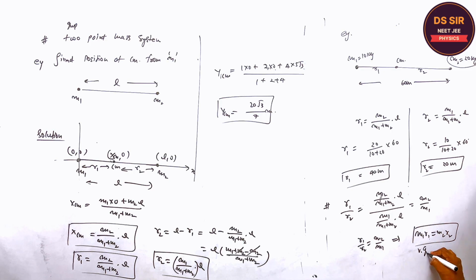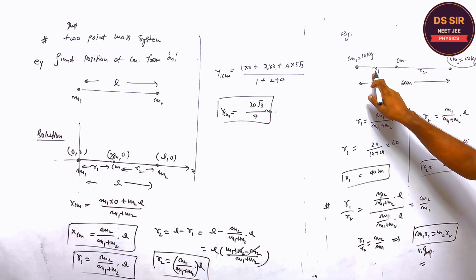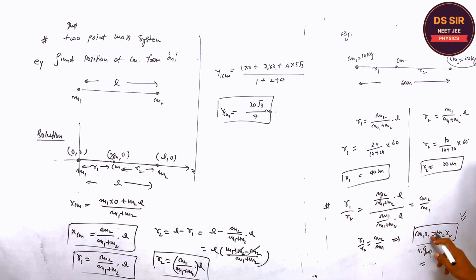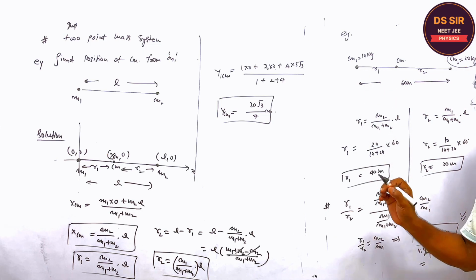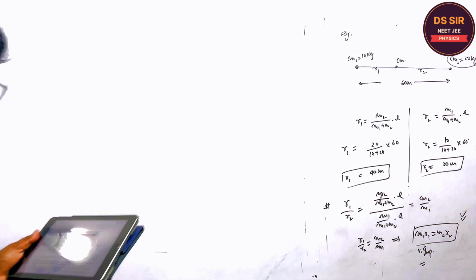This is also a very important relation for a 2-point mass system, where R1 is the distance of the center of mass from M1 and R2 from M2 respectively. M1 R1 is equal to M2 R2. You have to remember, many times this relation will be used in center of mass questions. Copy this.